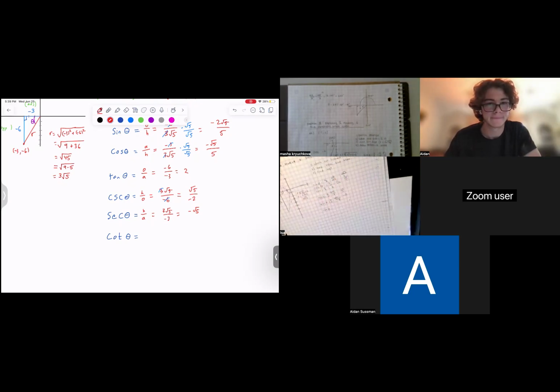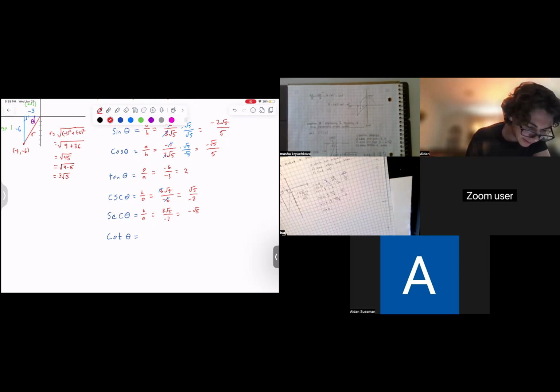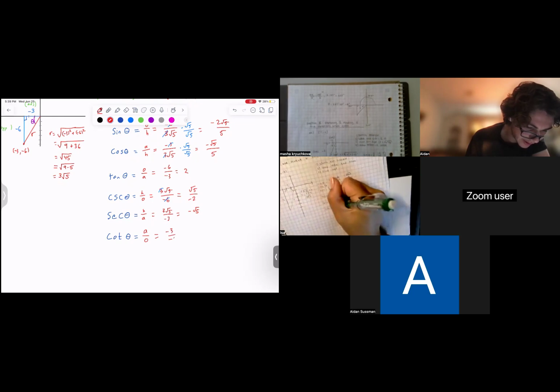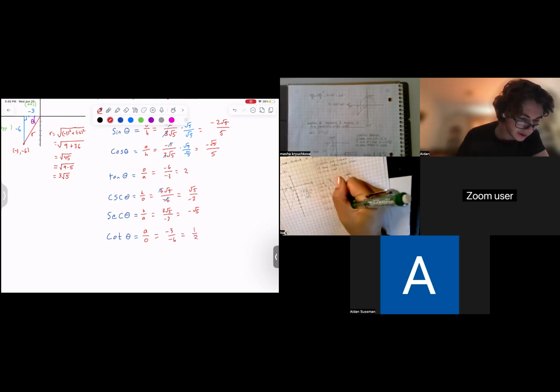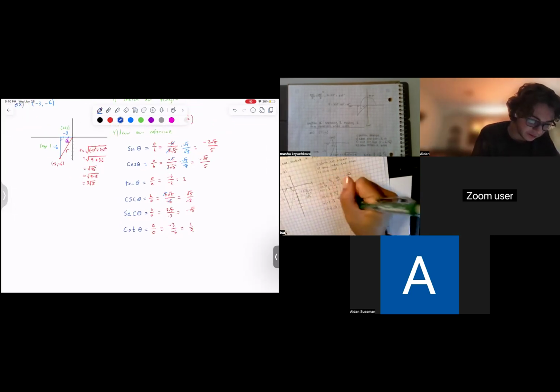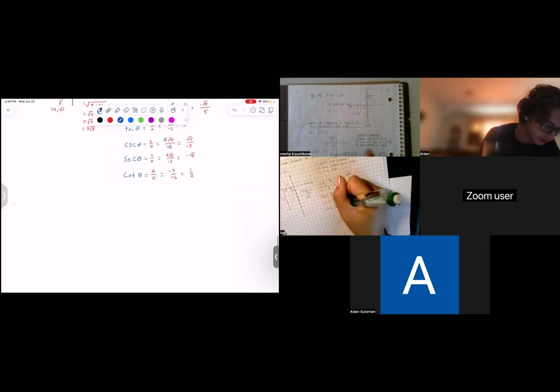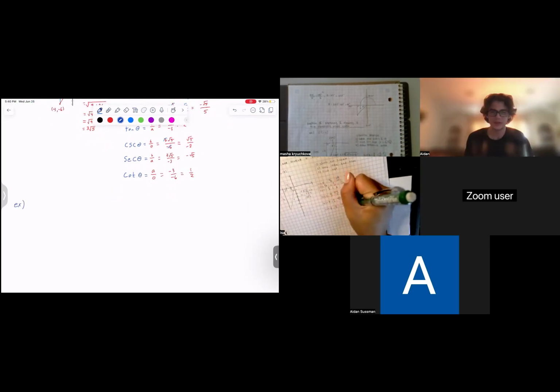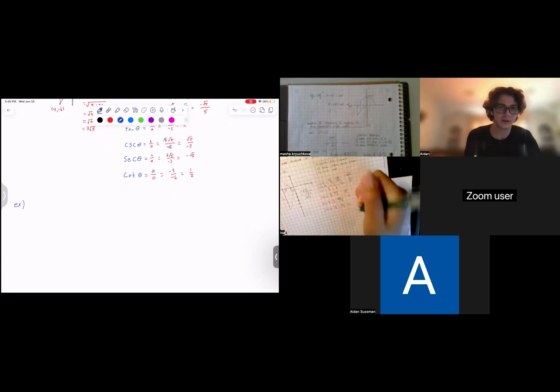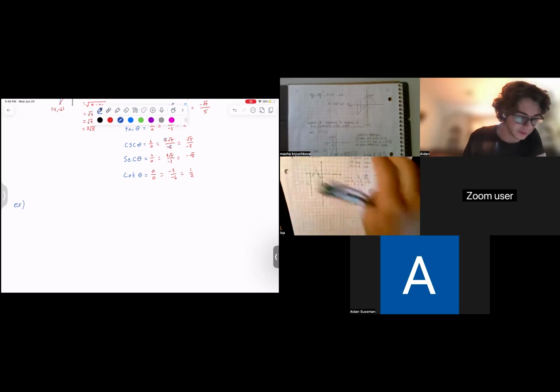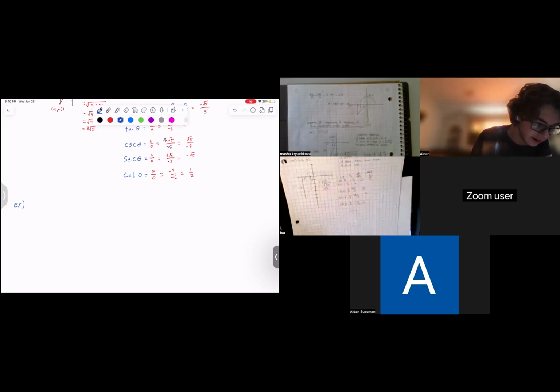Adjacent over opposite. Exactly. That's going to be adjacent over opposite, or -3 over -6, which is 1/2. All right, let's have you guys try an example. Or let's do this one kind of together, just because I want to speed through so that we can make sure we cover everything.